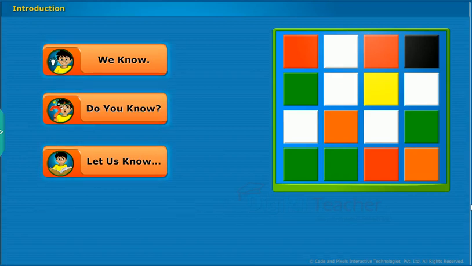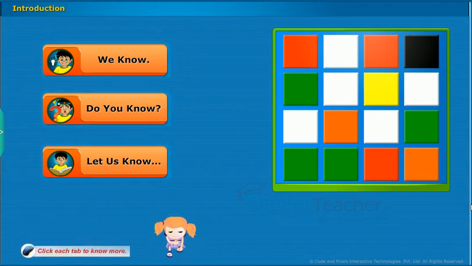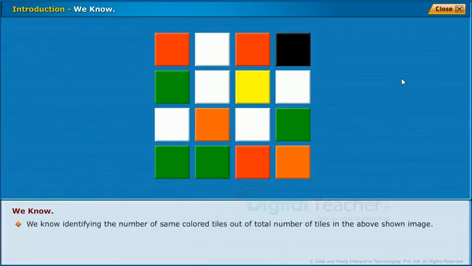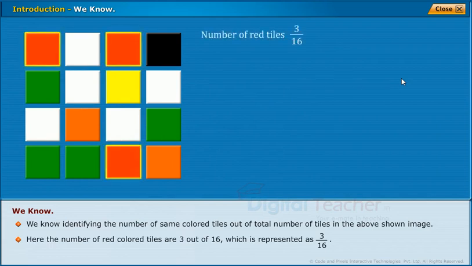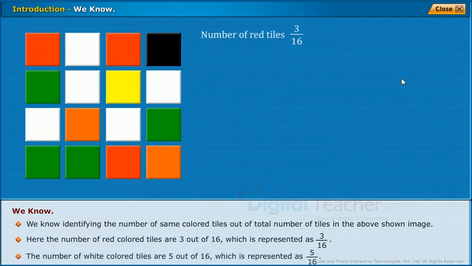Introduction. Before entering into the chapter, follow the instructions shown on the screen. Click each tab to know more. We know identifying the number of same colored tiles out of total number of tiles in the above shown image. Here, the number of red colored tiles are 3 out of 16, which is represented as 3 by 16. The number of white colored tiles are 5 out of 16, which is represented as 5 by 16.